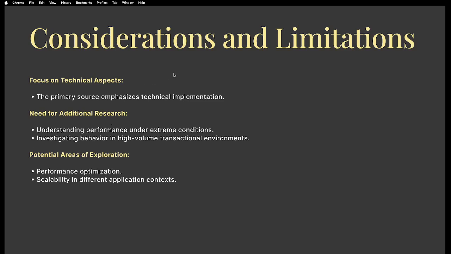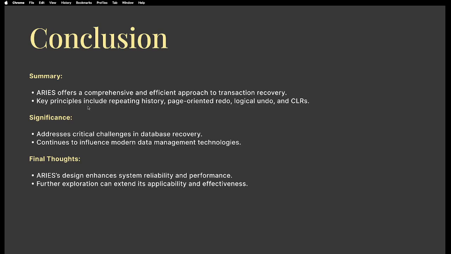So there are a few things we need to consider in ARIES as well, and it has some limitations too. While ARIES has a very robust framework, right, it is important for us to consider that the primary source focuses on technical aspects. Additional research may be necessary for us to fully understand ARIES performance, because under extreme conditions, such as whenever we have very huge volume of transactions, or conditions when there are very frequent failures, how do we do it? And this may help us optimize the performance while we are scaling these systems and using ARIES for it.